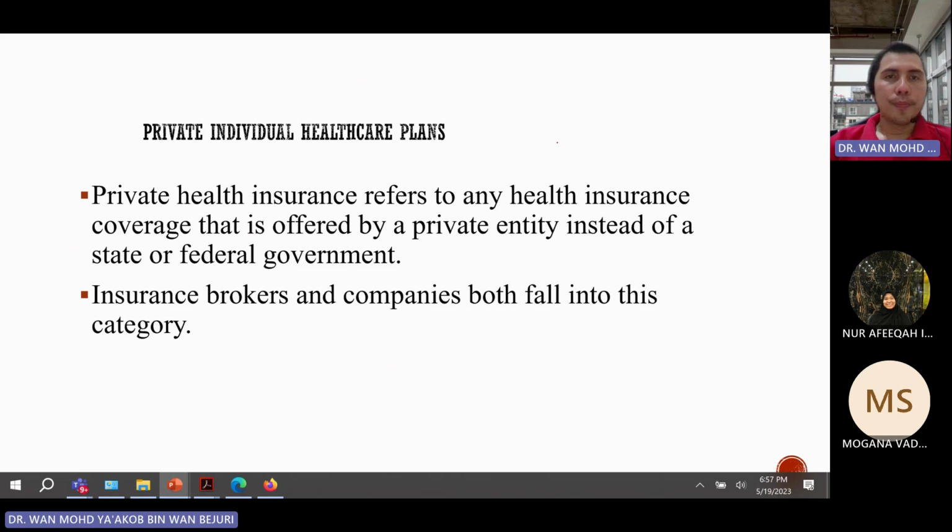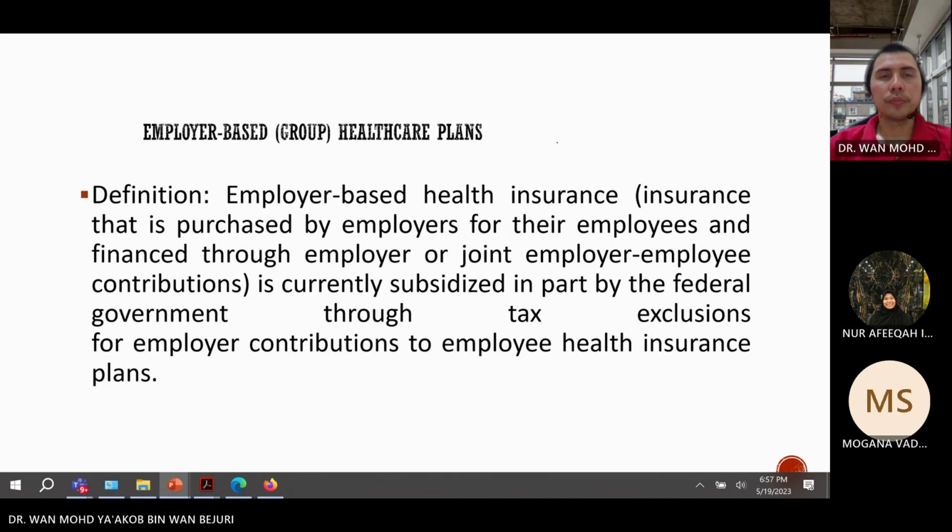For private individual healthcare plans, it refers to any healthcare insurance coverage that is offered by a private entity instead of a state or federal government. Insurance brokers and companies both fall into this category. Employer-based healthcare plans: in definition, employer-based health insurance is purchased by an employer for their employees and financed through employer or joint employee contributions. It is currently subsidized in part by the federal government through the tax exclusion for employer contributions to employee health insurance plans.